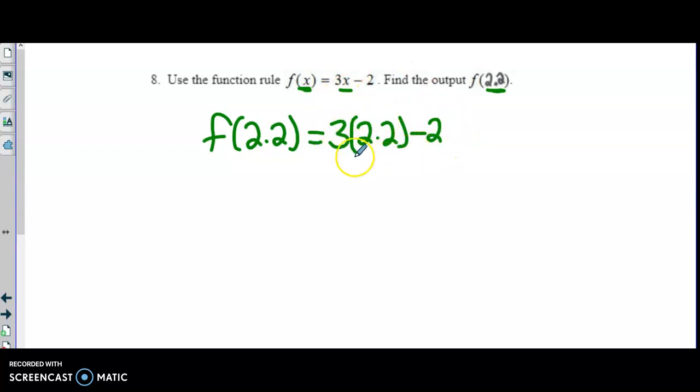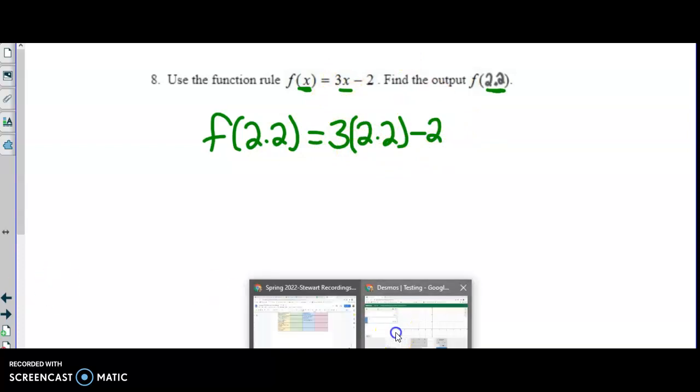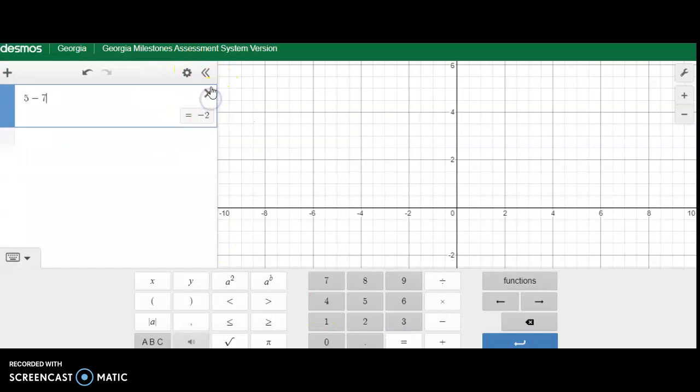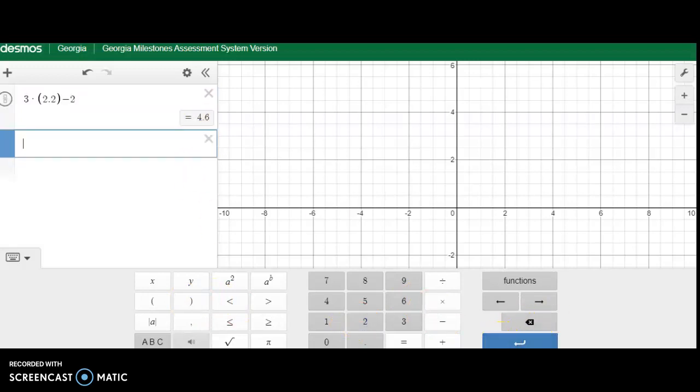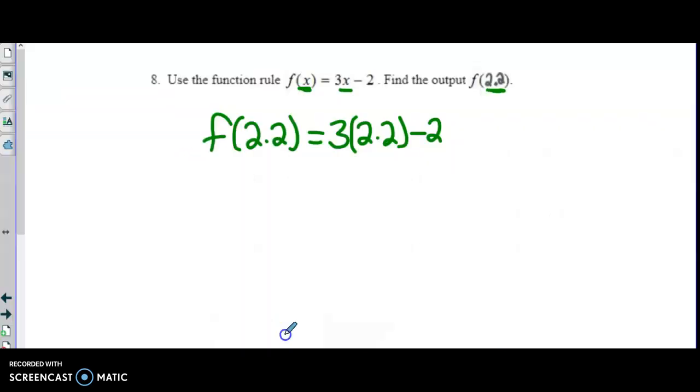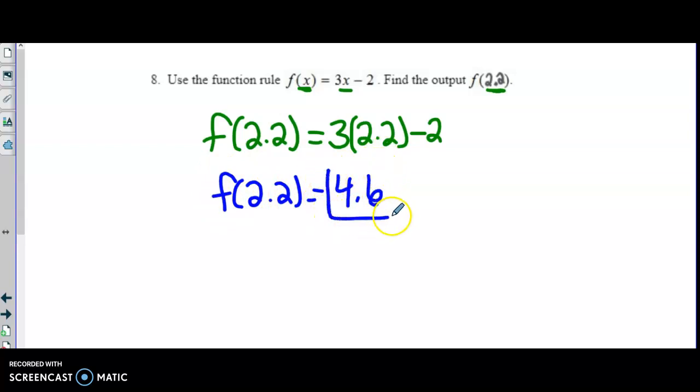And now I need to multiply this out. You can use your calculator. So 3 times 2.2 minus 2. Clear all this out. 3 times parentheses 2.2 close parentheses minus 2. That equals 4.6. So f of 2.2 equals 4.6. That is your answer, 4.6.